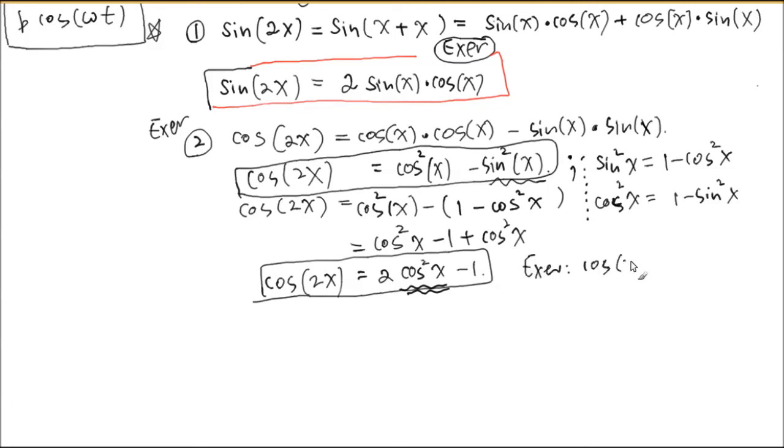Write cosine 2x in terms of sine. Here it is in terms of cosine, right? Cosine x times cosine x. So do a slightly different thing to this square minus square to get a sine version. That's your exercise.